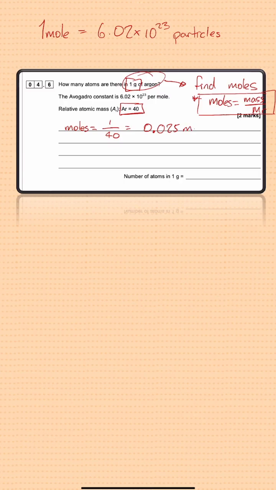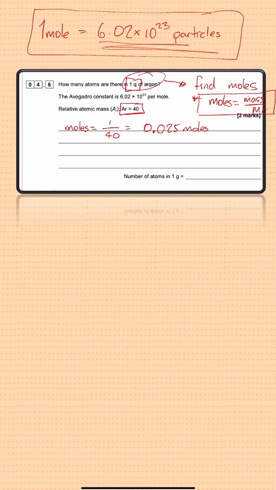So 0.025 is the number of moles. We want to work out the number of atoms. We know 1 mole is 6.02 times 10 to the 23. So what's the last thing we need to do? 1 mole has this many particles, this many atoms. How many does this many moles have?